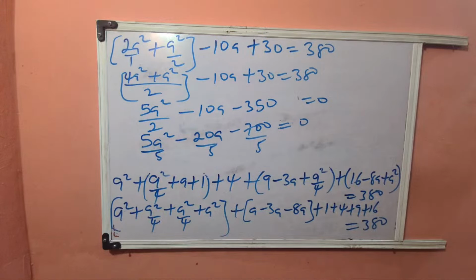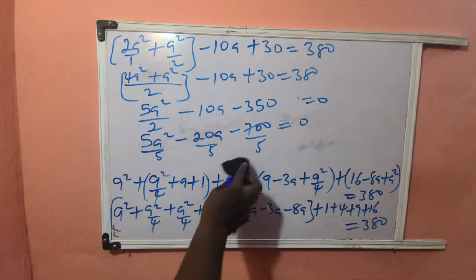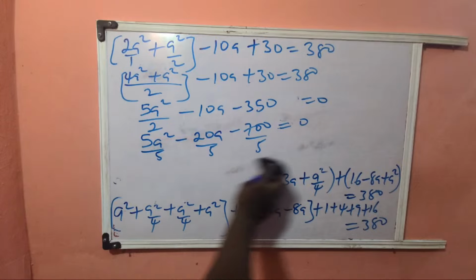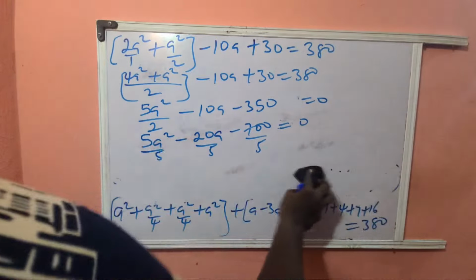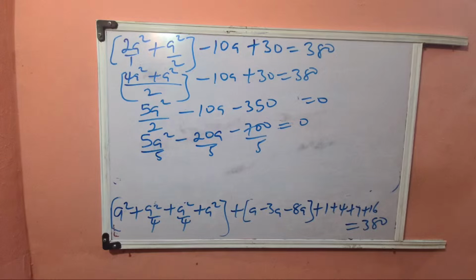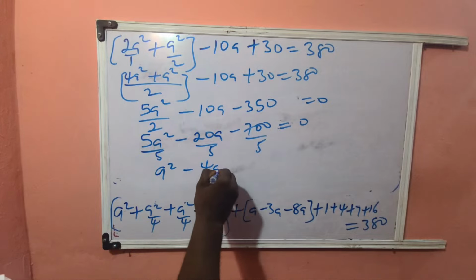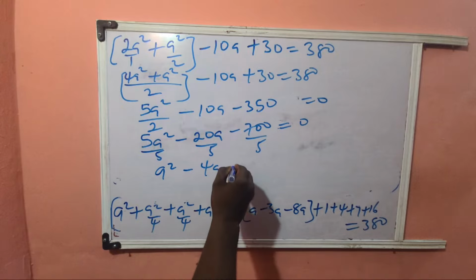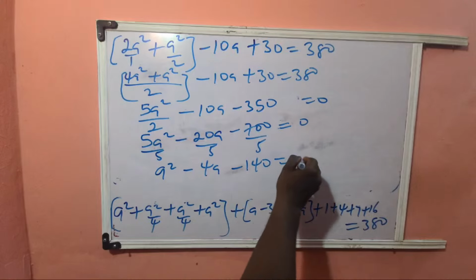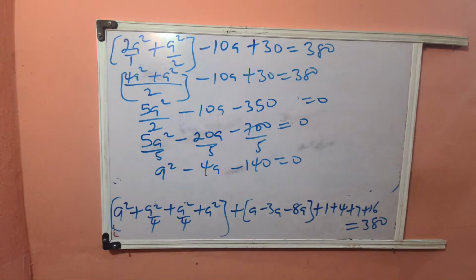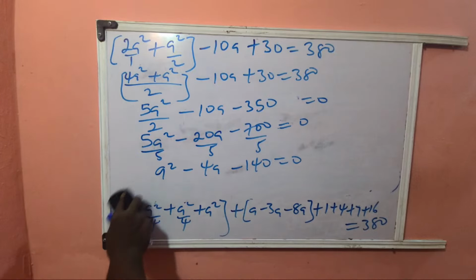Of course, we will get a squared minus 4a minus 140 equals to 0. So can you see how we are able to get to this very nice place?